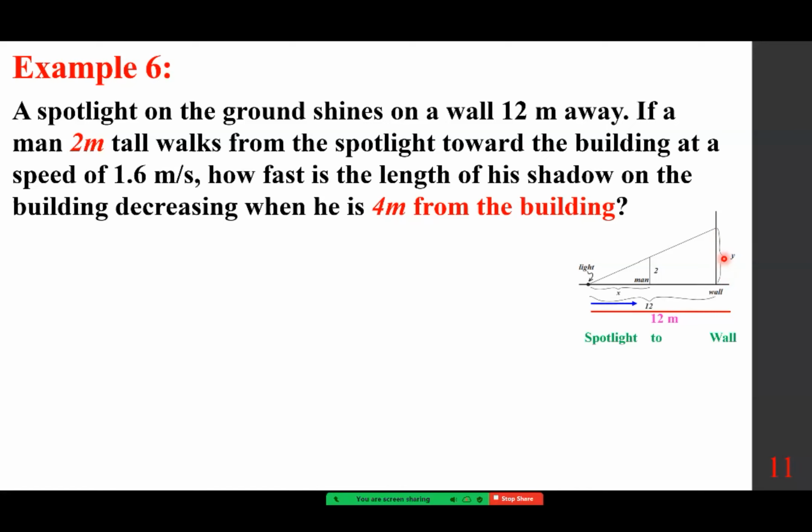Okay. So if this is X amount, then the distance to the wall is whatever is left of the total. The total was 12. So if this is X, this is 12 minus X. For example, if this is 5, this is 7. If this is 8, this is 4. This is 2, this is 10. That's the concept.